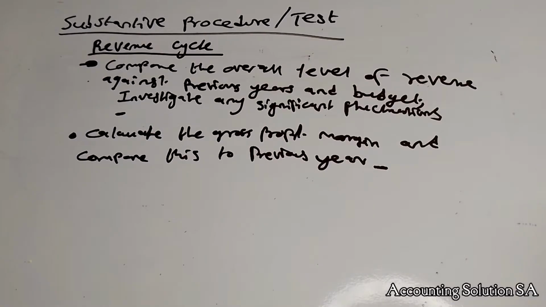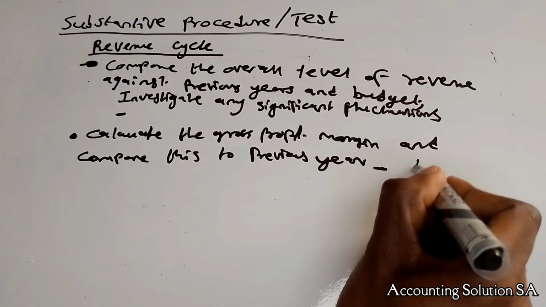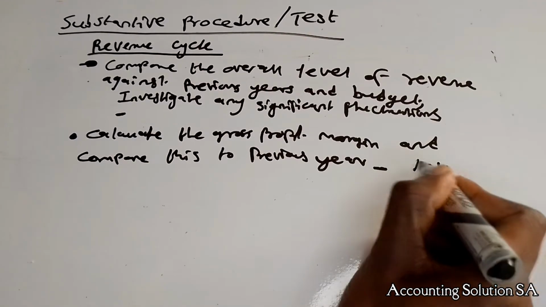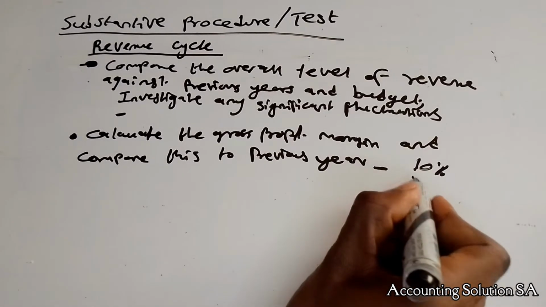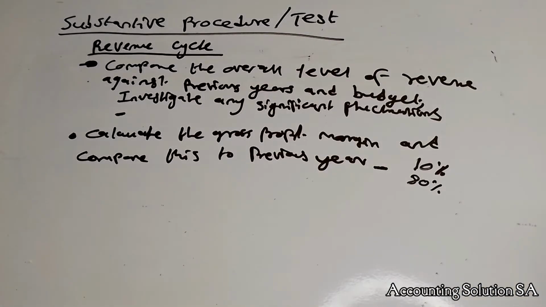Okay, let's say, for example, this company's profit margin is 10%. Then you find that in the previous year it was 10%. Then you find that in the current year, the profit margin is now 80%, which means that they are making 80% from the cost of sales. So that's a significant fluctuation. Why? Because from 10% to 80% does not make sense.